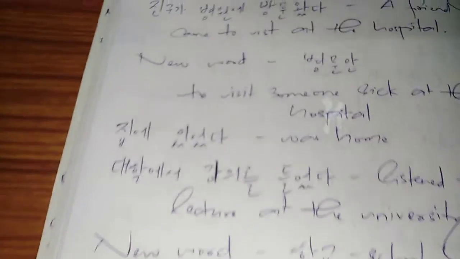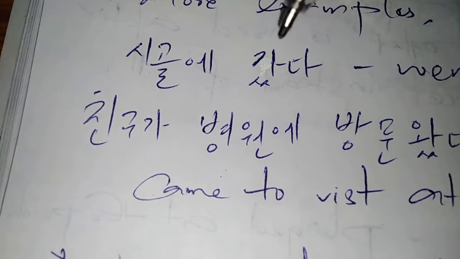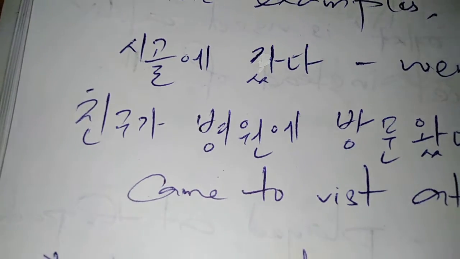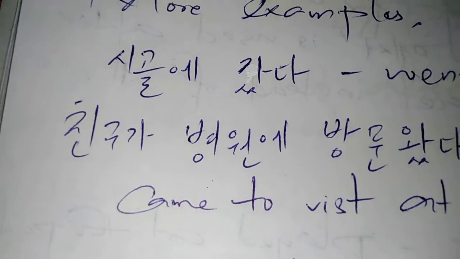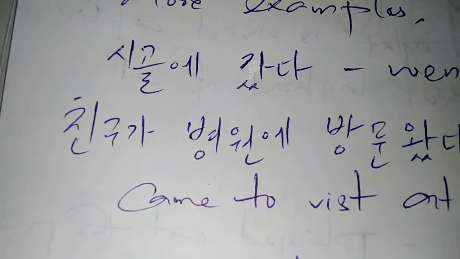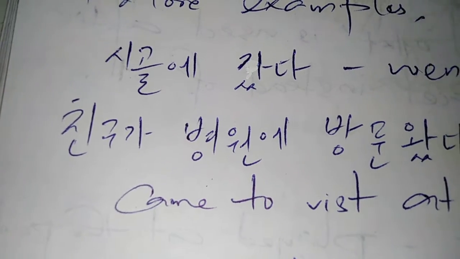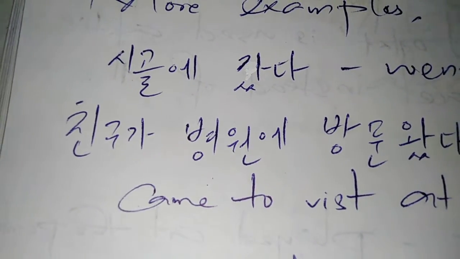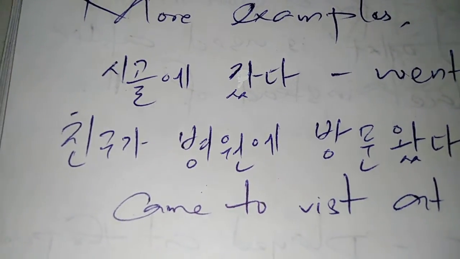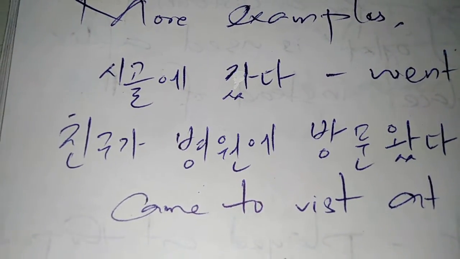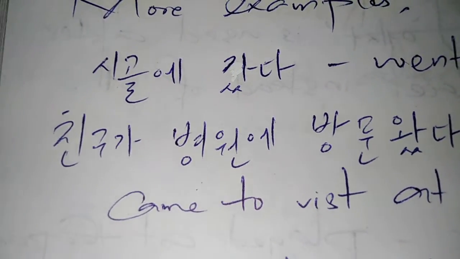Now you would have some more examples. The first one is 시골에 갔다. 시골 means countryside. Something like you can say the suburbs, but it would mostly mean countryside rather than suburbs. But suburbs and countryside would mostly mean the same thing. Of course, it would change depending on the scenario. Anyways, 시골에 갔다, went to the countryside.